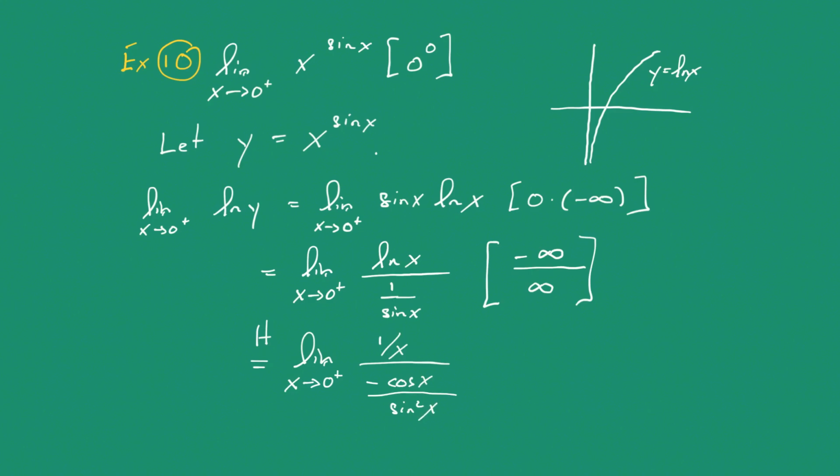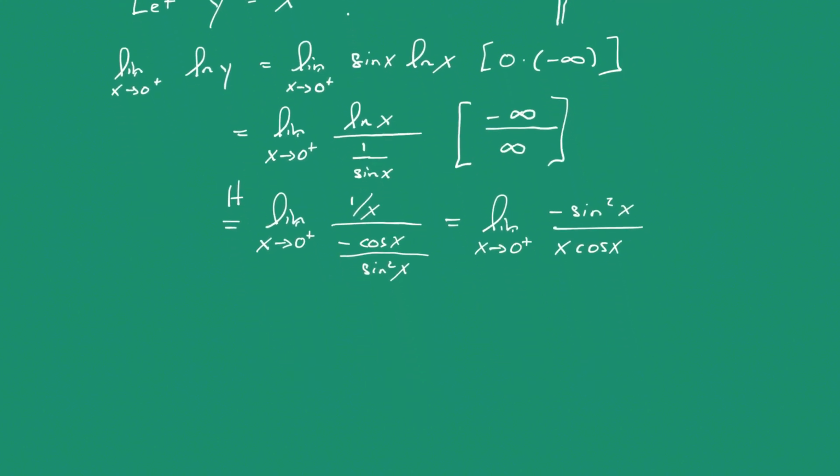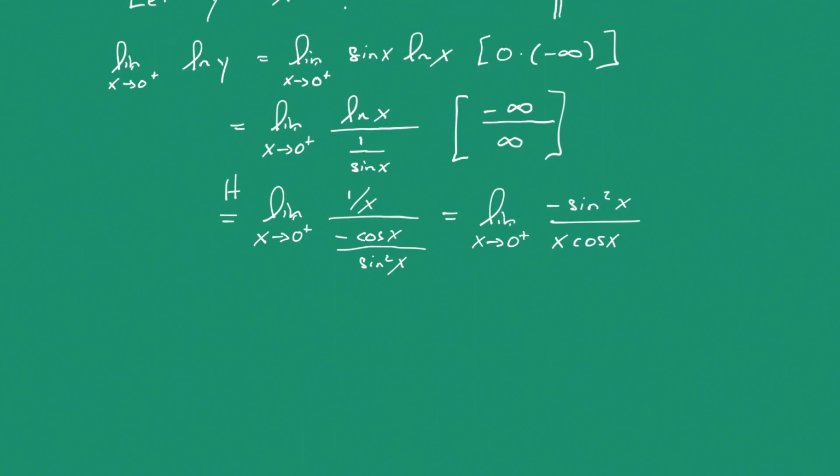All right, now what do we do? Well, after applying L'Hopital's rule, after differentiating, your function might look a bit messy. So, as always, we try to rewrite this a bit. And what does this look like? Well, this now looks like minus sine squared x over x cosine of x. Okay?